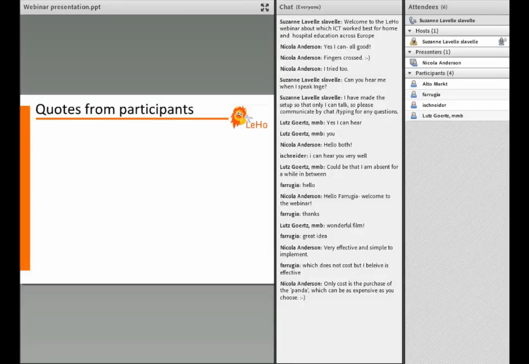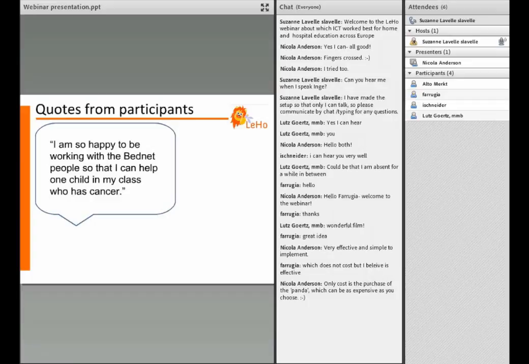We also asked people to give us their ideas about what they thought about the training actions and everything else. And one of the teachers in Belgium said that they were incredibly happy to be working with BedNet because it enabled the child with cancer to be able to be in touch with their classmates, and the teacher felt she could do something useful as well, and was able to help the child who couldn't attend the school.